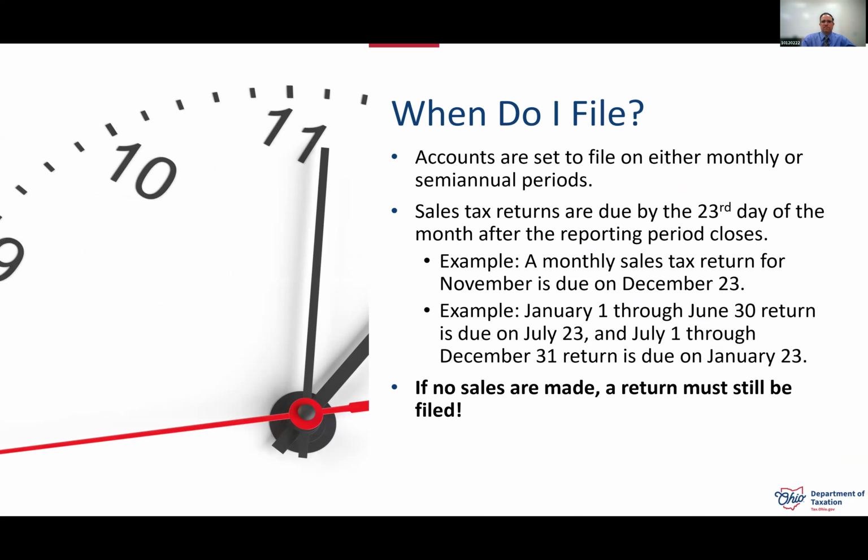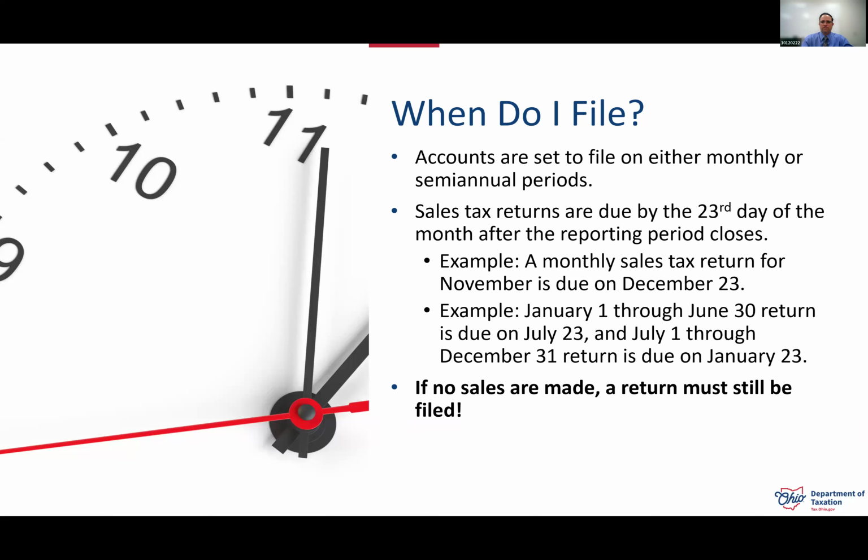Okay, and a little bit of information on our due dates. We have 2 filing frequencies in sales tax. Accounts are set to either monthly or semi-annual periods, meaning every single month you're going to file and pay, or you're going to file and pay for January to June 30th, and then July to the end of the year. Regardless, the due date is always going to be the 23rd of the month after the reporting period closes. So for example, January would be due on February 23rd, so on and so forth.